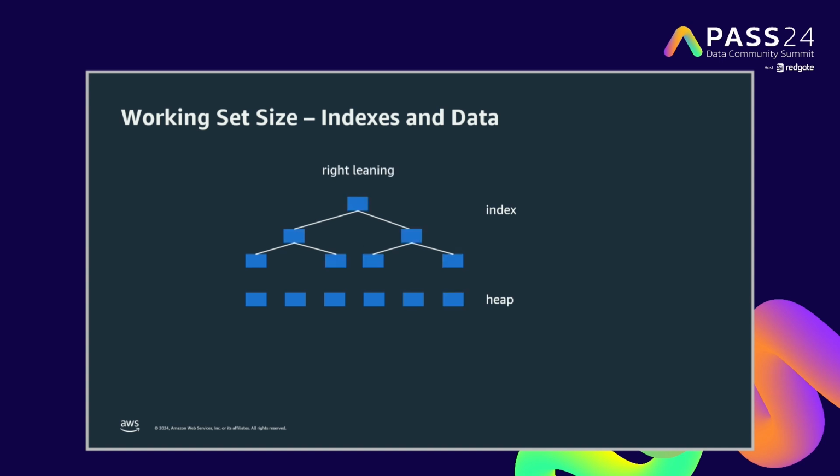On the other hand, if you have right-leaning data, like let's say it's organized by a date, and you're inserting the current date, well, then what happens is you're just going to be working on that right side of the tree, right? So the number of blocks that you need to keep cached is much smaller. So this is one of those things to also understand: how you're using the data.